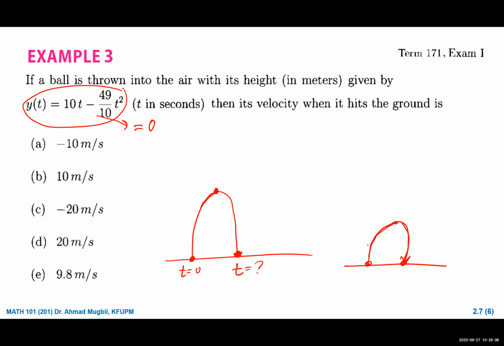Negative. Negative. Up to here, it will be positive. After that, it will be negative. When it is going to the maximum height and after that dropping down, it will be negative. So you have only 2 options. So these are not included. These are not options at all. So you have only 2 options.